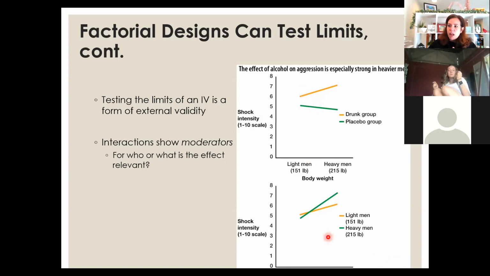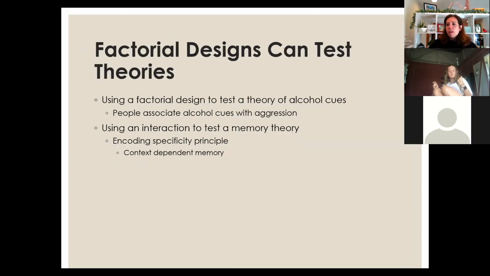So if we swap this around, you see the placebo group and the drunk group, and then we put the weight, the body weight, in this category. So you see for lighter men, there's a small difference, but for heavier men, here's our crossover effect. It gets much higher. So that is indicative of a crossover interaction. And specifically, it acts as a moderator. So your body weight moderates the relationship between alcohol intake and aggression. Everybody tracking with that? Okay.